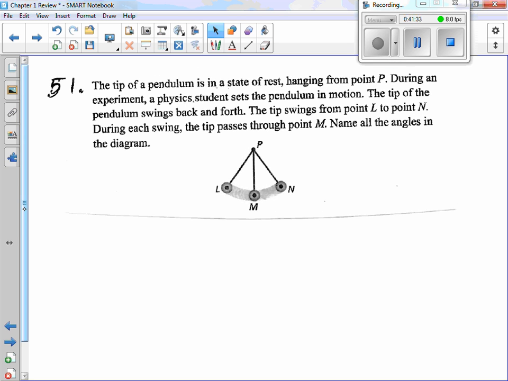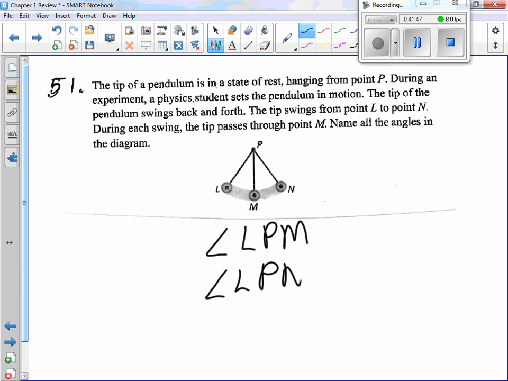51. So all this thing here says, name all the angles in the diagram. So what's one of our angles? Angle LPM. Angle LPN. So how many angles do we have here? We have 3, yes?